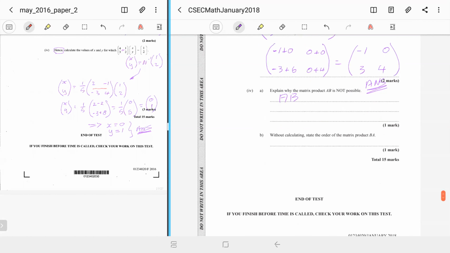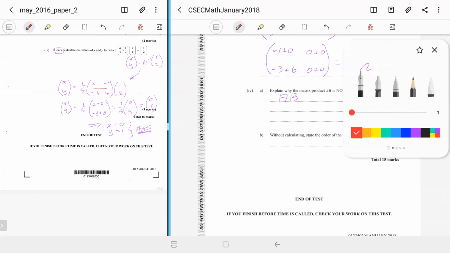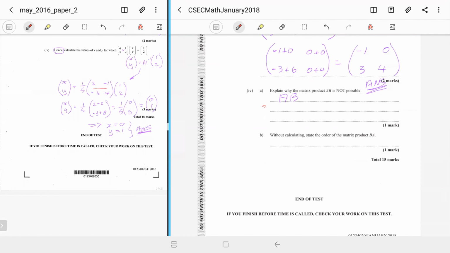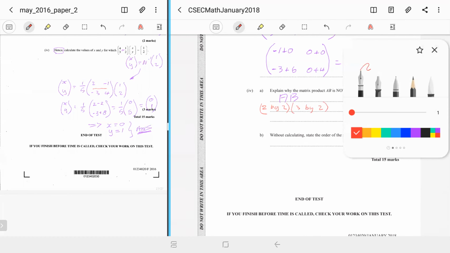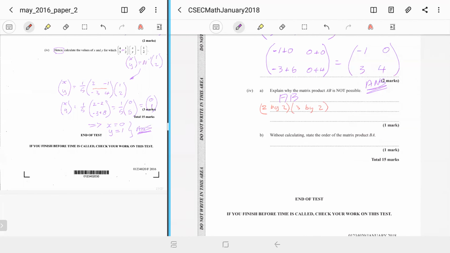I'm going to put this on the exam paper too. That's a 2 by 2 times a 3 by 2. I'm putting that on the exam paper and the examiner sees it, and I'm marking it. Those two here, again, are not equal. And then I tell him in words, right there.